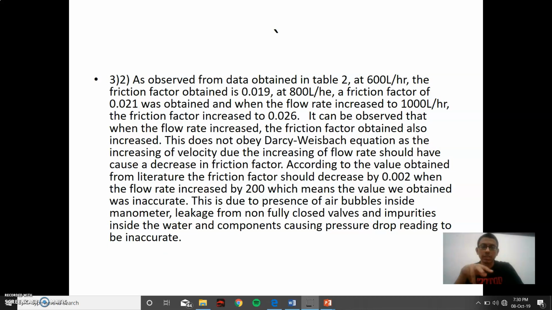Then for the second table, we notice that as the flow rate increases, the friction factors increase as well. But according to the Darcy-Weisbach equation, the friction factor is supposed to decrease with increasing flow rate and increasing velocity.